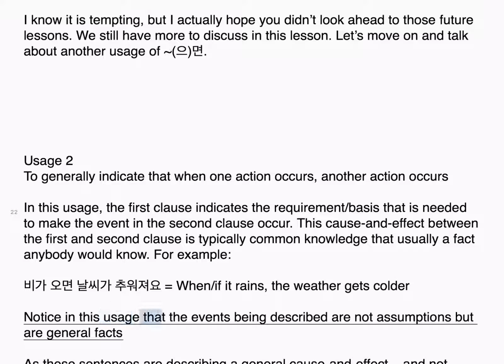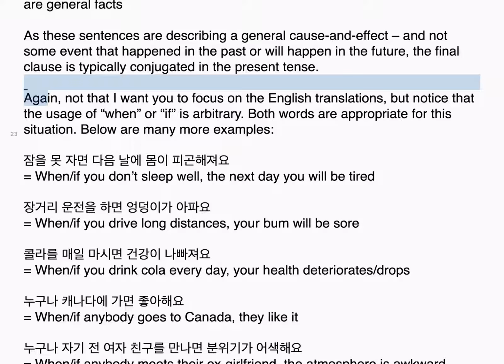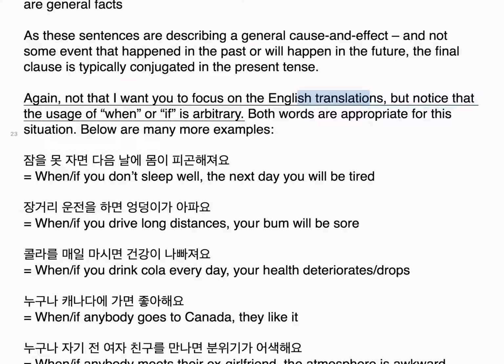Notice in this usage that the events being described are not assumptions but are general facts, as these sentences are describing a general cause and effect, and not some event that happened in the past or will happen in the future. The final clause is typically conjugated in the present tense. Again, not that I want you to focus on the English translations, but notice that the usage of when or if is arbitrary. Both words are appropriate for this situation. Below are many more examples.